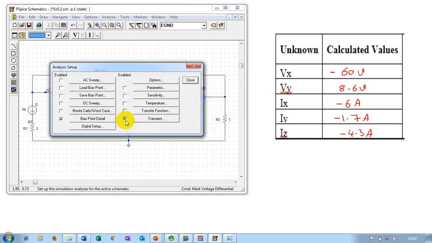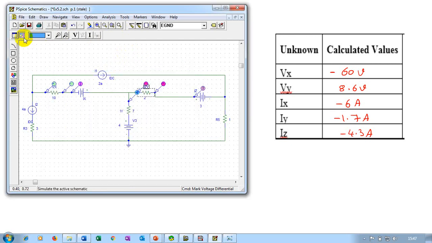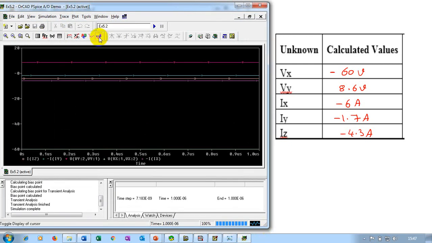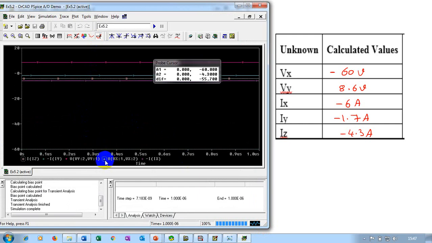I have already enabled transients, and when we simulate, let's check our results for all the unknowns. Toggle cursor. Let's check Vx first. So this is your Vx. I am using only the A1 cursor, so kindly do not observe the A2 cursor. As I left-click, you can see the answer is matching with the theoretical calculation. Next, Vy. Click using your left mouse button. 8.6. Yes, 8.6 is matching.